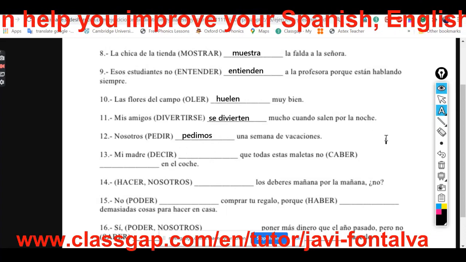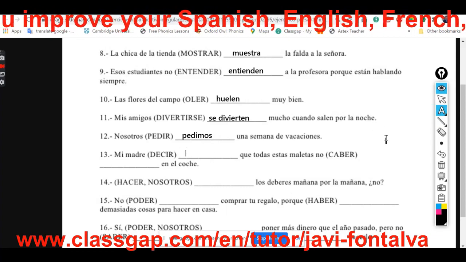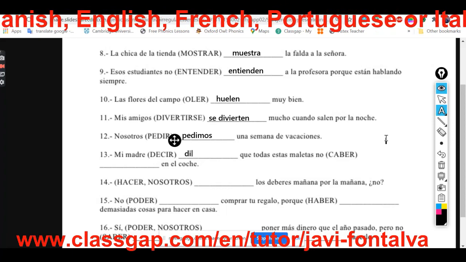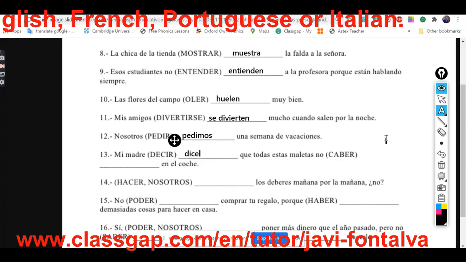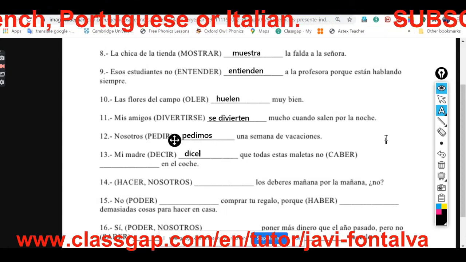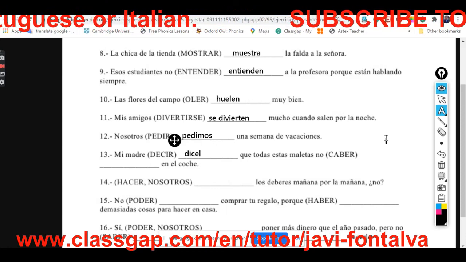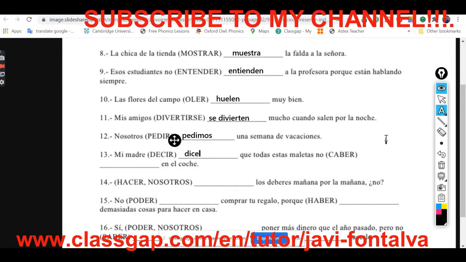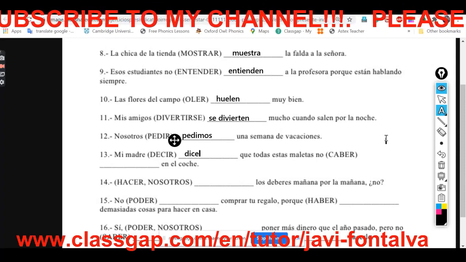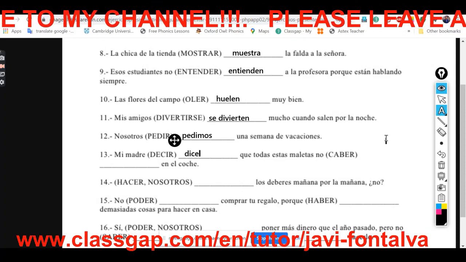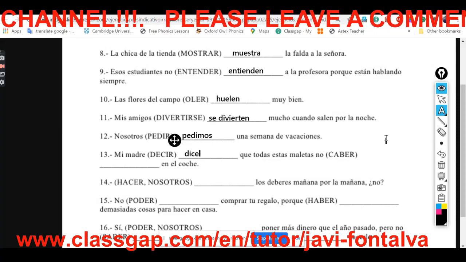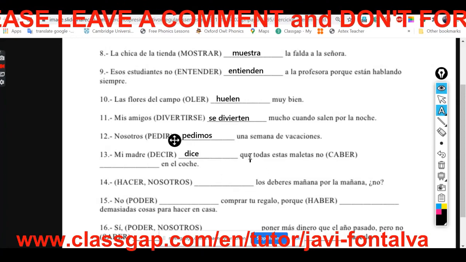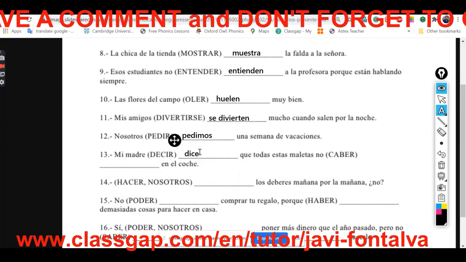Mi madre digo. No, my mother, not me. Mi madre dice. Sorry. So remember, digo means I say, so you only need the G for the yo form. The other ones are going to be different. Okay, so this is an E goes to I verb. So you say dice. Yo digo, tú dices, ella dice, nosotros decimos, etc. So my mother says.